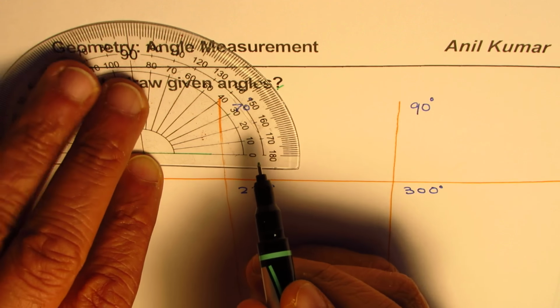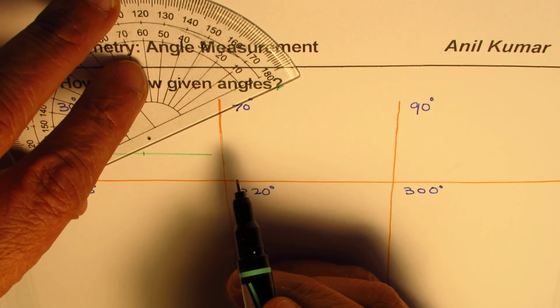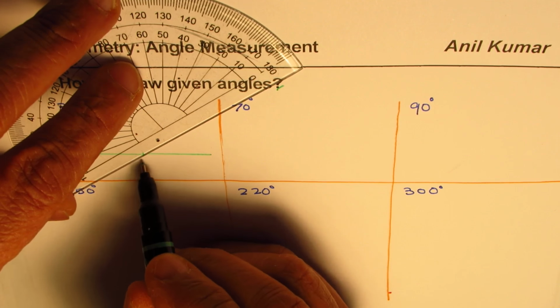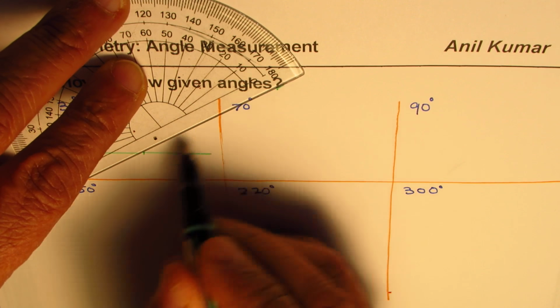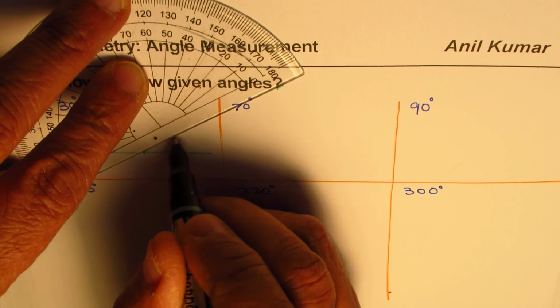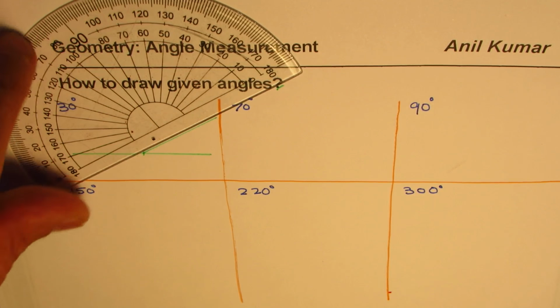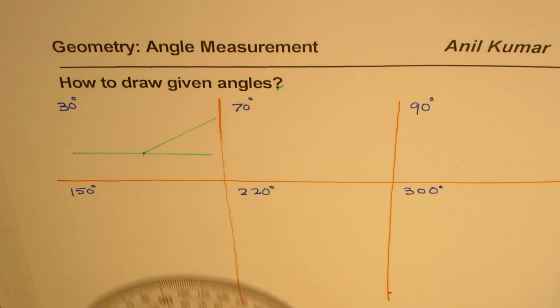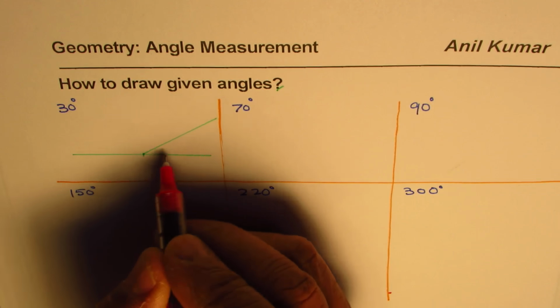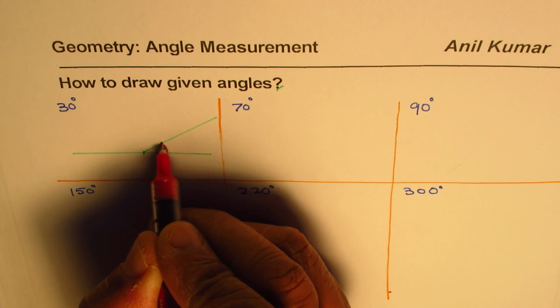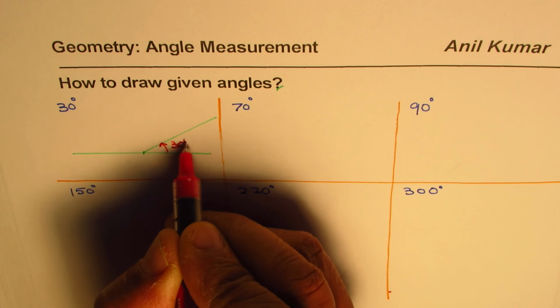Once you mark, then join this. So join these 2 points. So I'll not actually extend to that area, but you know that's a straight line. So that becomes the angle we're talking about. Now, which angle is 30 degrees? So from our sketch, we know 30 is an acute angle less than 90. So it has to be this one only, right? So it is 30 degrees.